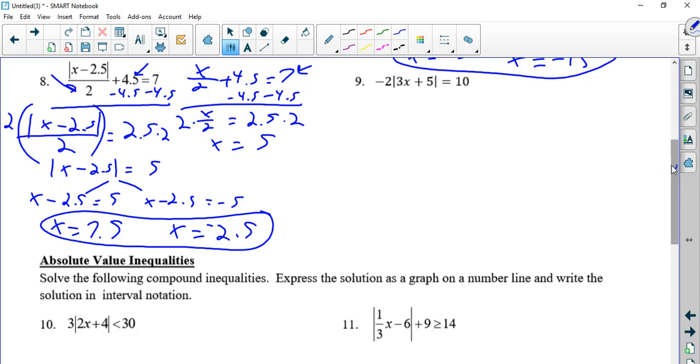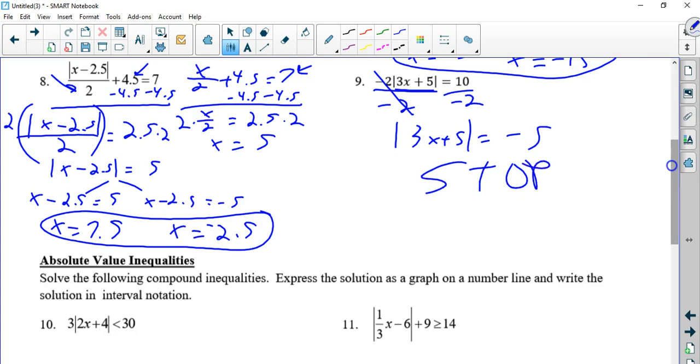All right, number 9. It's not by itself. We need this by itself. So we need to divide by negative 2. That gives me the absolute value of 3x plus 5 equals negative 5. Now, some of you are going to want to bust this up and say it's equal to negative 5 and positive 5. But remember, we stop right here. Why? Because an absolute value alone cannot be equal to a negative number. Remember, this number, absolute value, equals the distance from 0. We don't measure distance in negative numbers. So therefore, we stop and we say no solution.